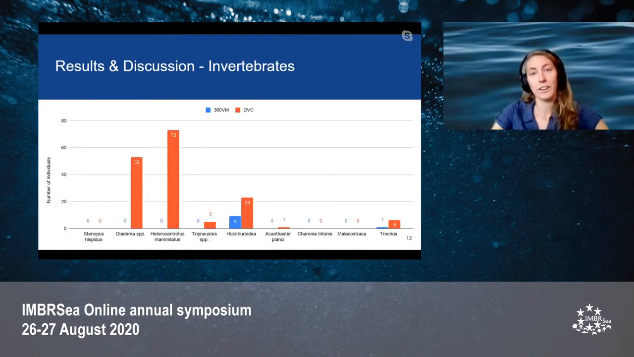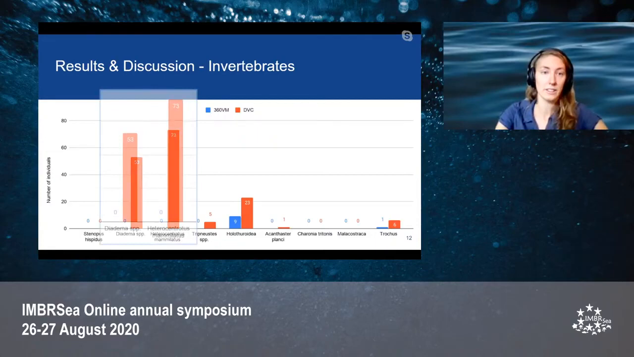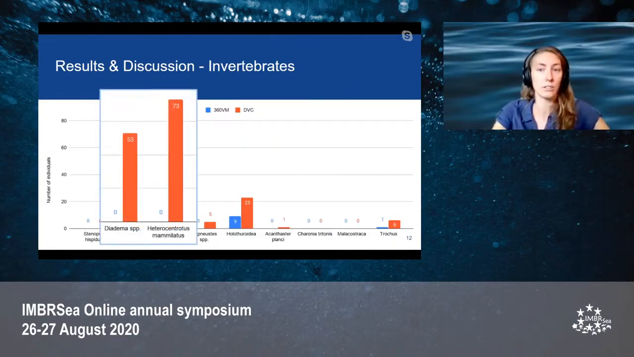Concerning the invertebrate survey, the difference was highly significant, not only in abundance, but also in species richness. And here you can see that there were definitely issues with the detectability features of some species, like the Diadema and Heterocentrotus mammillatus, which were recorded 53 and 73 times respectively by the diver-based visual census, and not a single time by 360 video monitoring.